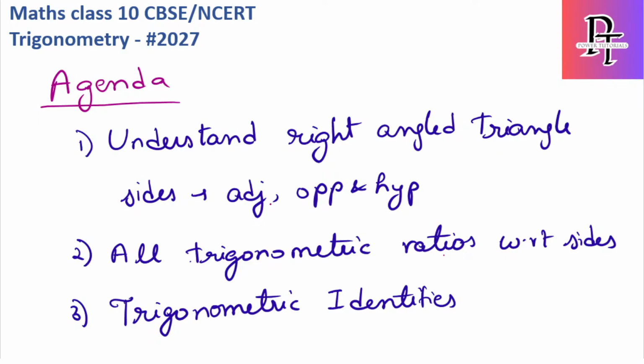In the second topic, we're going to cover all trigonometric ratios with respect to sides. The trigonometric ratios are sine, cos, tangent, cosecant, secant, and cot. Don't worry if you are new to these words, because I'm going to cover them in detail, and then we'll also start working today on trigonometric identities as well.